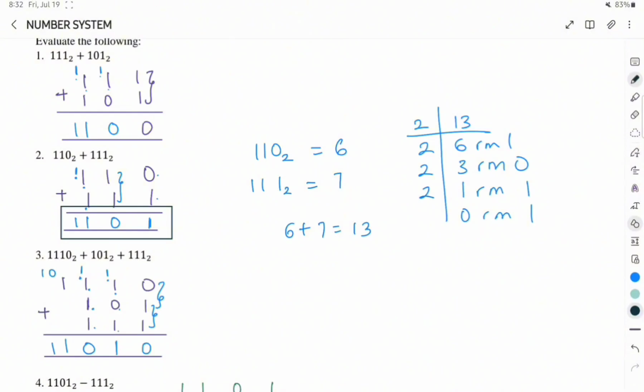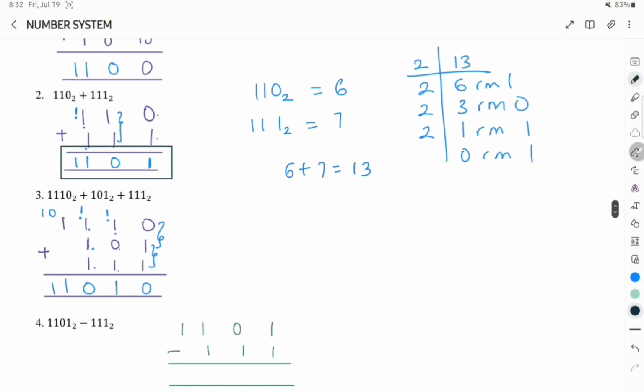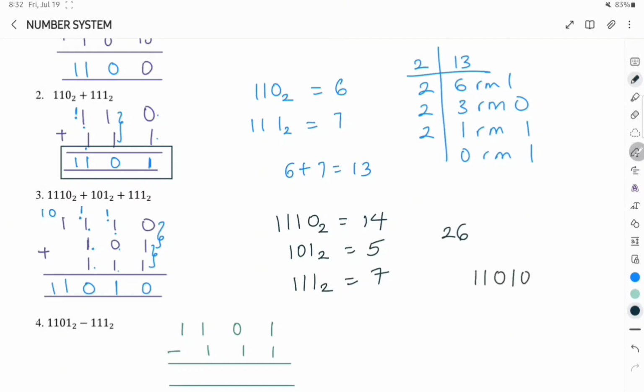So you can decide to use the longer method. So even if you want to solve this question number 3 using that method, converting 1110 base 2 will give us 14. 101 base 2 will give us 5. 111 base 2 will give us 7, right? So when you add these three numbers together, you'll get 26. And when you convert 26 to base 2, of course, definitely you will get 11010 base 2.